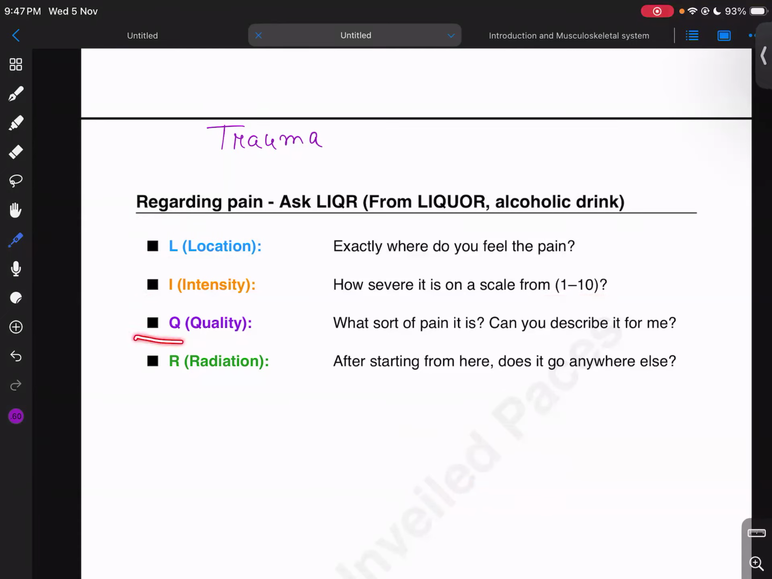Then Q goes for quality. You have to ask, what is the quality of the pain? Can you describe it for me? Then radiation. After starting from here, does it go anywhere else? So this is the LIQOR.